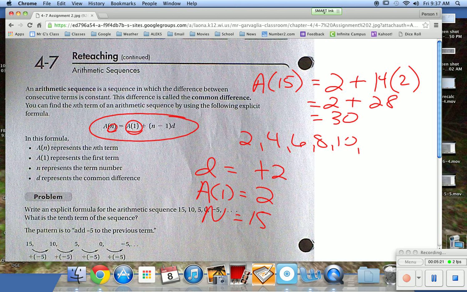Why is it plus 14? That's my n minus 1. That's 15. This here is 15 minus 1. That's what that is right there.